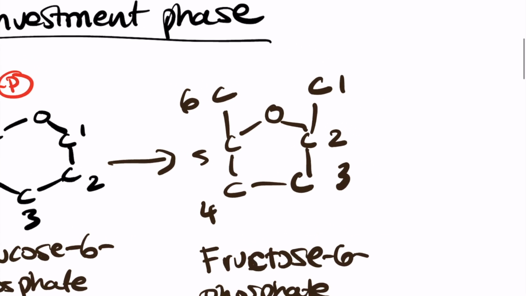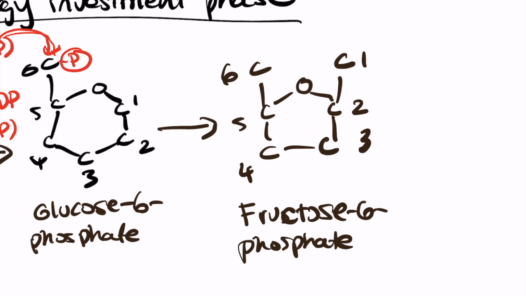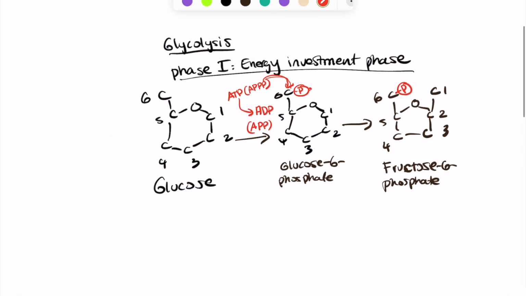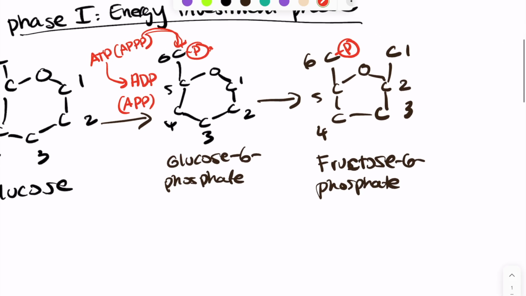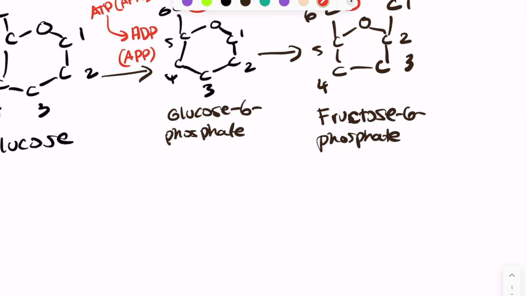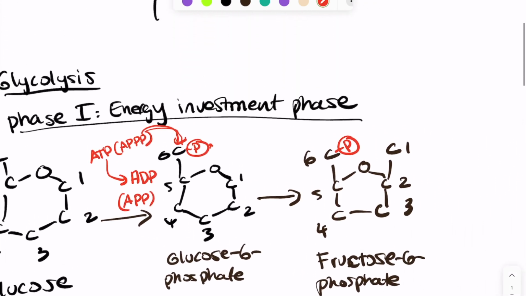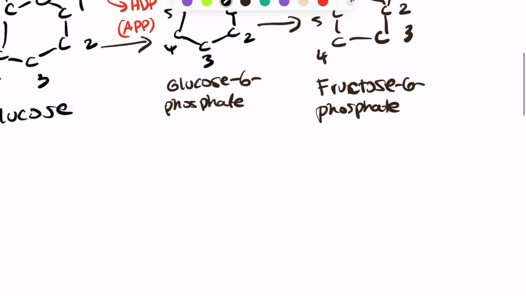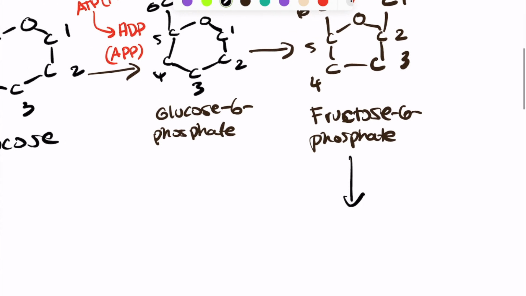Okay. And now here we're going to add a phosphate right up here because it was already there over here. So now we kept the phosphate bonded to the carbon. Okay, so we have fructose 6-phosphate. Now the next step here, I'm going to go down, is we're going to change fructose 6-phosphate into fructose 1,6-phosphate. So we're going to invest energy one more time. So let me just draw the fructose again.